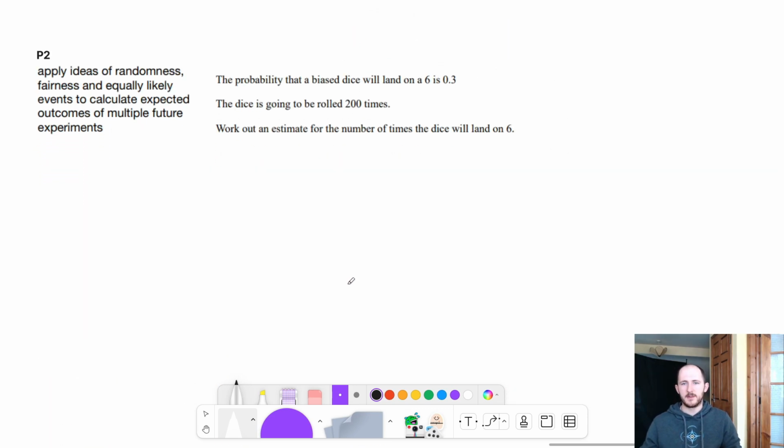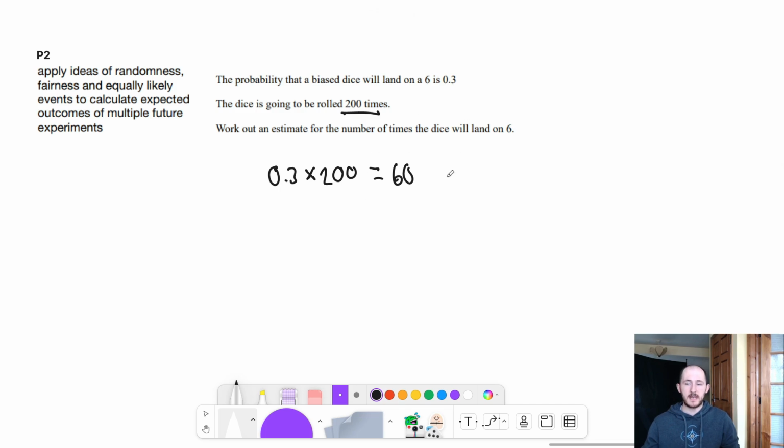Apply ideas of randomness, fairness, equally likely events to calculate expected outcomes of multiple future experiments. So calculating expected outcomes, something like this, right? All you need to do is you take the probability an event will happen and you times it by the number of times that they're doing the experiments. In this case, they're rolling the dice. So times it by 200. So 0.3 times by 100 is 30, times 2 should be 60. So it should land on 6 60 times. That is the expected outcome.